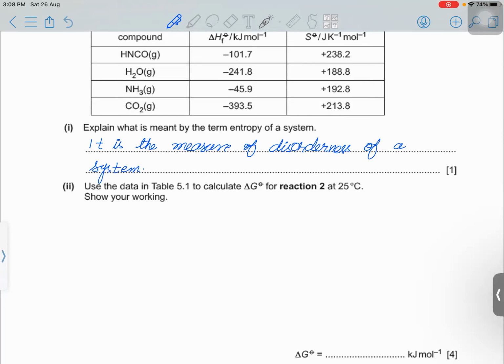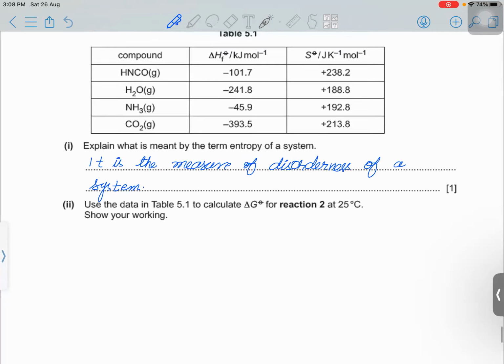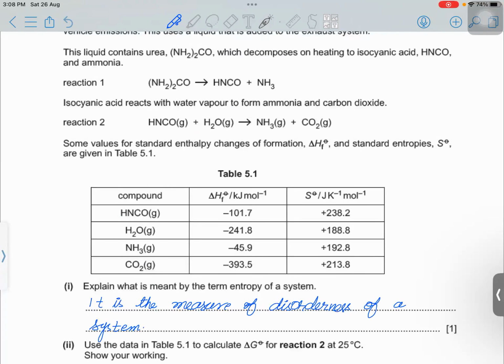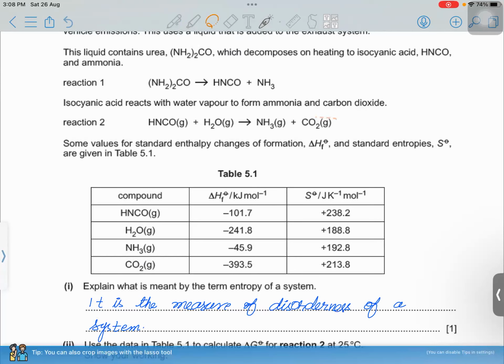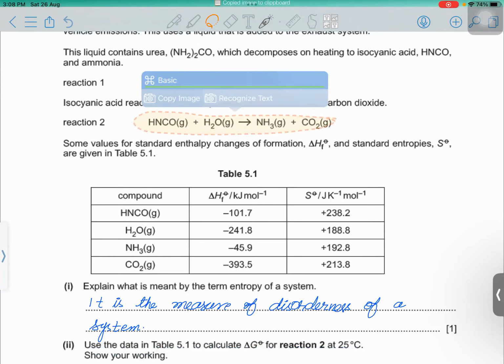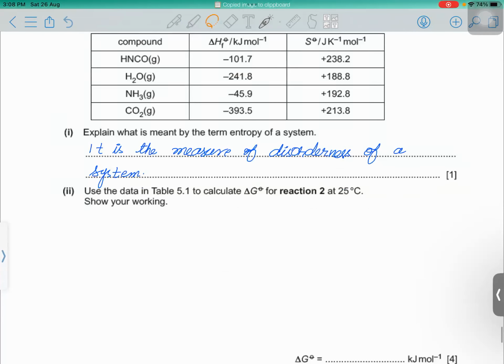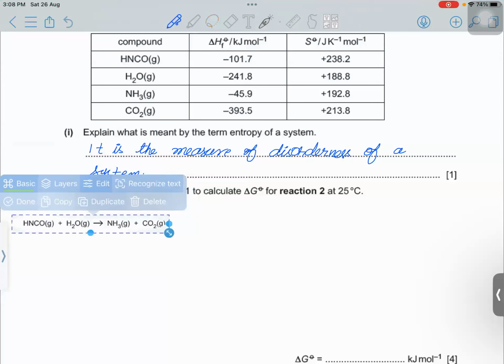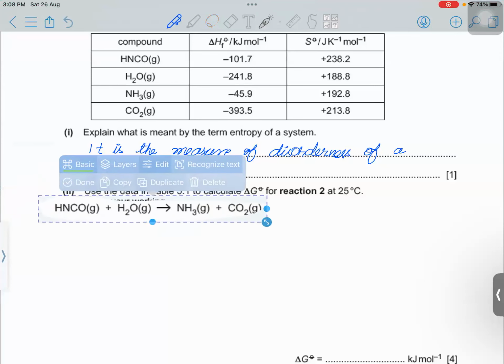Now use the data in table 5.1 to calculate delta G for reaction 2 at 25 degrees centigrade. This is reaction 2.